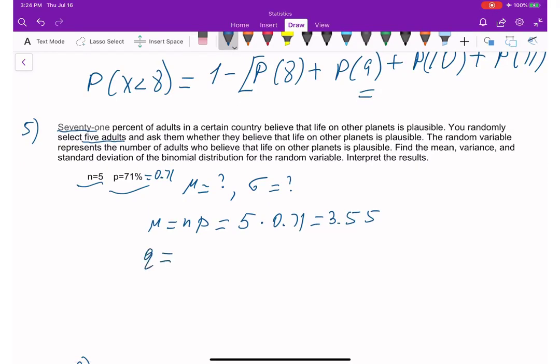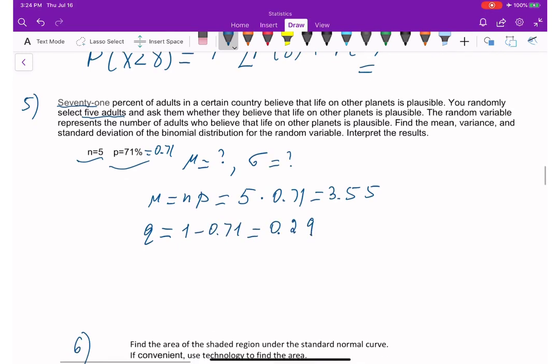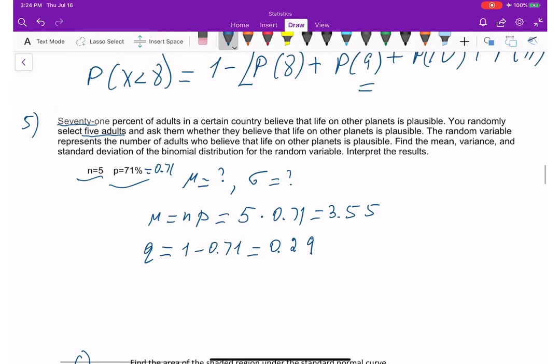The probability of failure is 1 minus 0.71, which is going to be 0.29. Why did we calculate this? Because we need to find the standard deviation. For standard deviation, we are going to go through variance, right? You have to find variance and then take the square root.